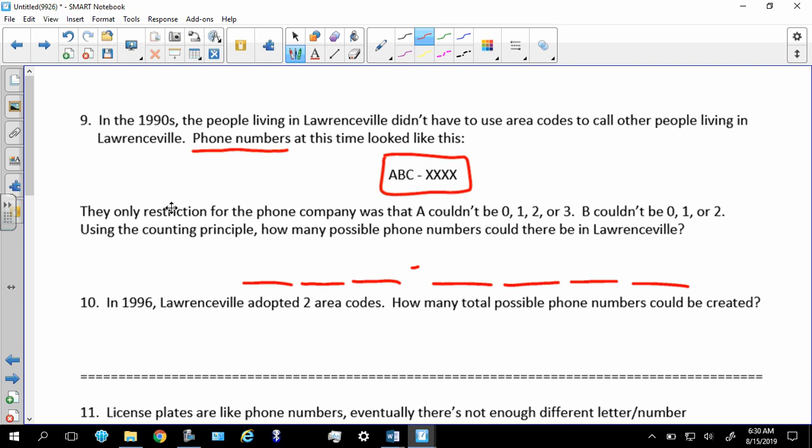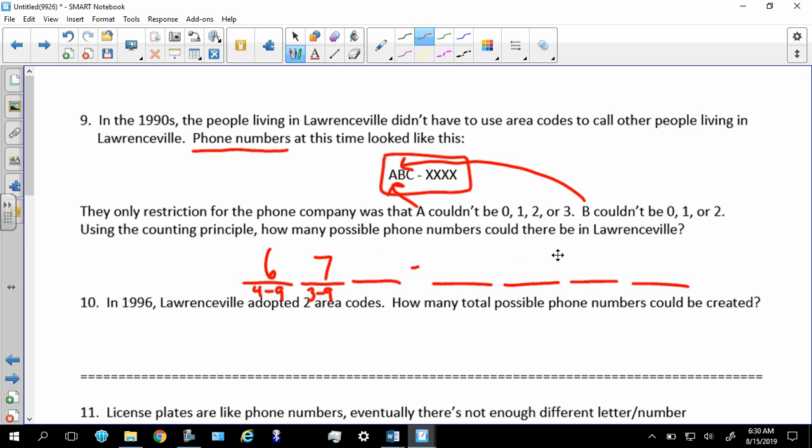The only restriction for the phone company was that A, which is the very first number, could not be 0, 1, 2, or 3. So that means it's got to be 4 through 9: 4, 5, 6, 7, 8, 9. That's a total of 6. B, which is our second number, cannot be 0, 1, or 2. So it's got to be 3 through 9, which gives us 7. Those are all the possibilities.